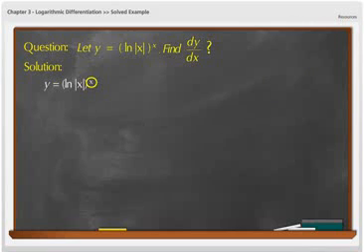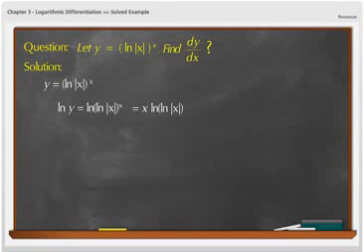Now, the first step is that we need to take x down. So how? By taking ln of both sides of the equation. So ln of y is equal to ln of the absolute value of x to the power x. Using the laws of the logarithm, we can take x down, so it's going to be x times ln of the absolute value of x.